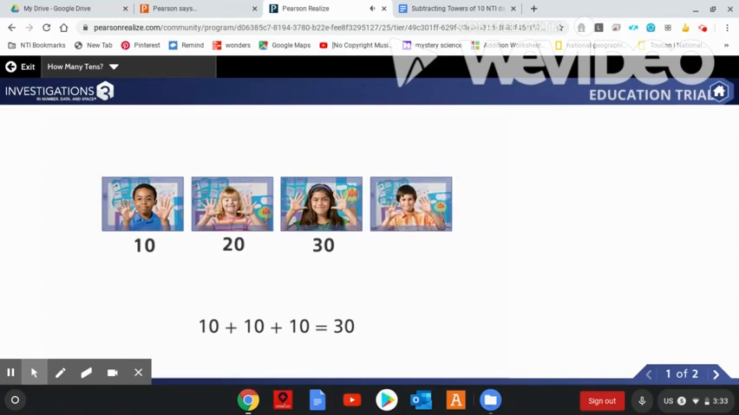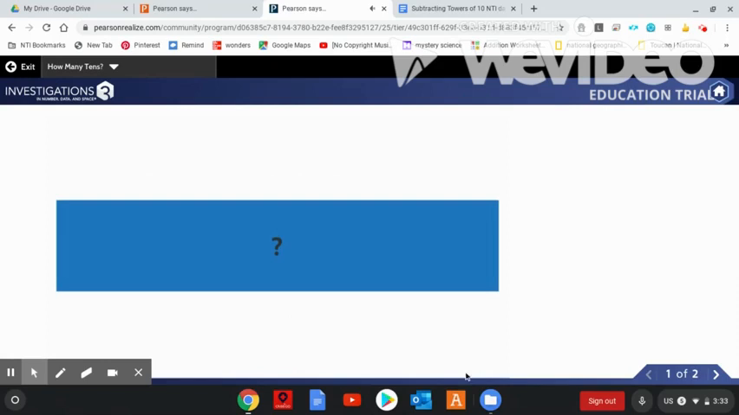Add another student and there are 10, 20, 30, 40 fingers. 10 plus 10 plus 10 plus 10 equals 40. 4 groups of 10 is 40. If we know the number of fingers, we can think about how many students. Imagine that there are 50 fingers. How many students?